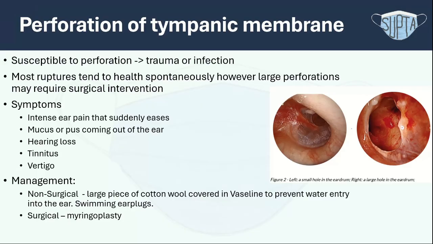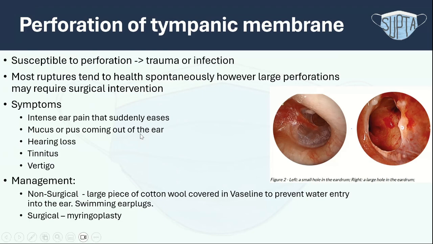So you may have a background of acute otitis media that's causing a lot of buildup of pressure, and then suddenly it ruptures and you find that the pain actually eases off, which is a sign that the membrane might have ruptured. So you might have mucus or pus coming out of the ear, or just discharge in general, hearing loss, tinnitus, and potentially vertigo as well.